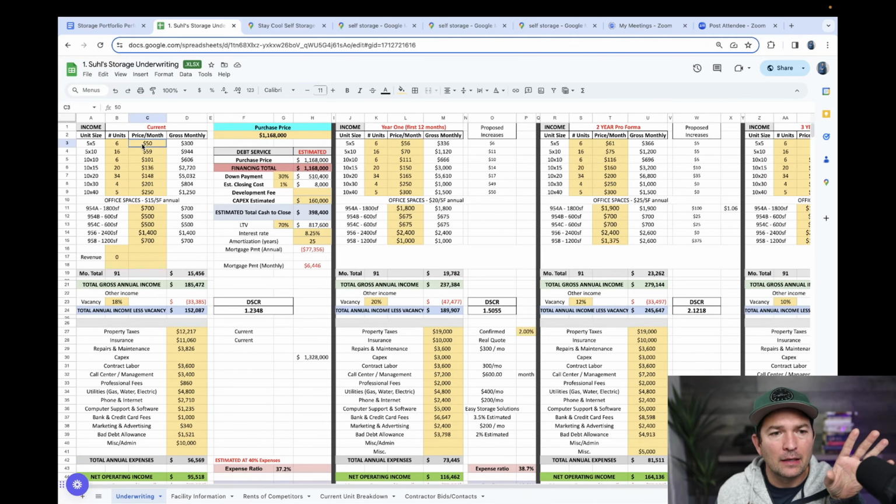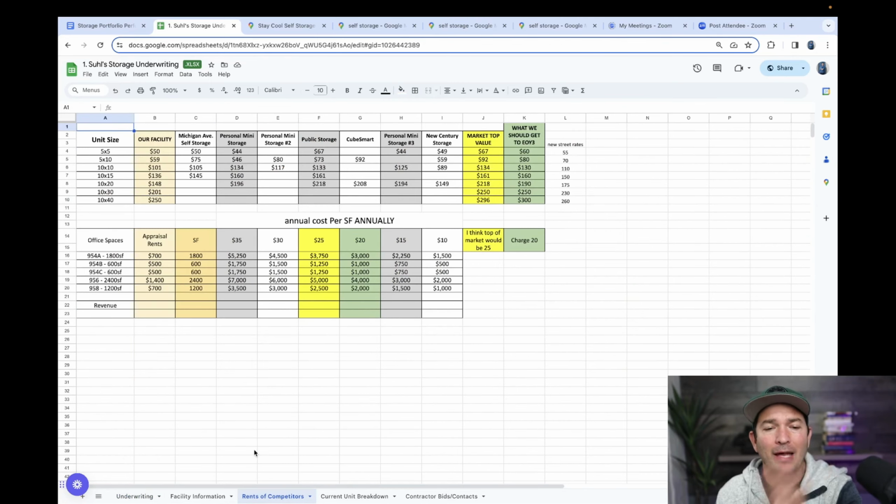We've gone in and we've looked at rents. We've compared them to our competitor rents. Here's where we are at. The average here, so here's top of market value, 67.92. So we're at 50, 67, 59, 92, 101, 134. Those are top markets.